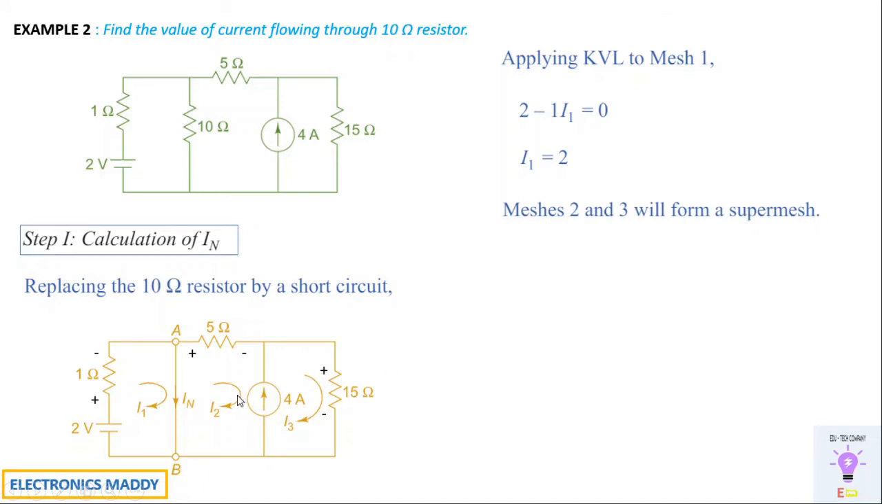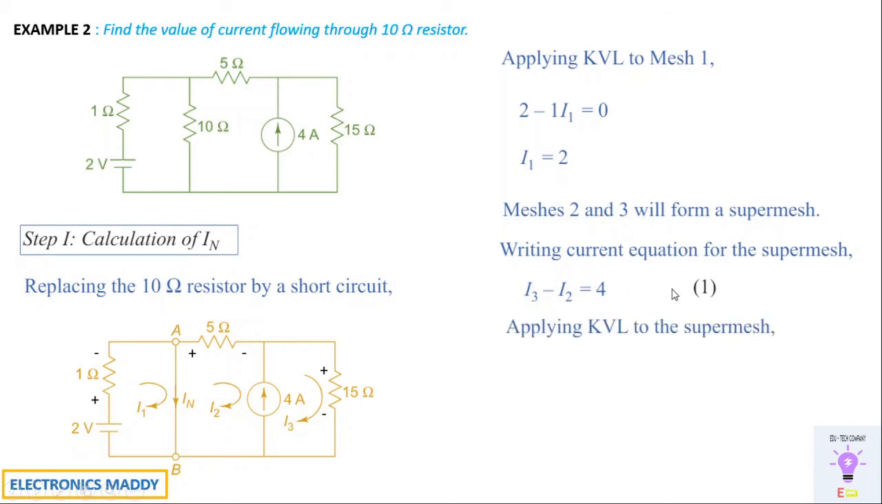Applying the super mesh concept, we write the current equation for the super mesh. With respect to the 4 amps, we can write I3 minus I2 is equal to 4. The reason why I3 minus I2 is written is because I3 is in the direction in which the 4 amp current is flowing, the same direction. So that's why we write I3 minus I2 equal to 4. We'll label this as equation 1.